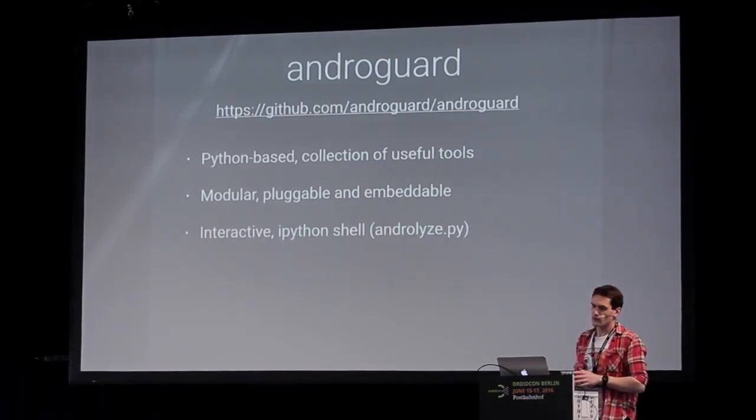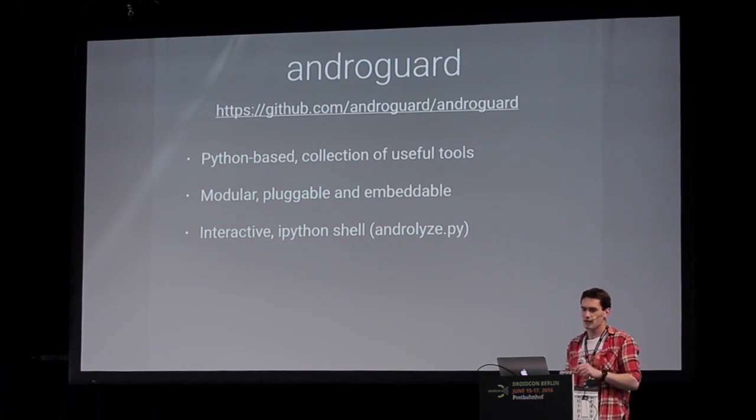It's also got this really cool little thing, an interactive Python shell, or IPython shell, that's the script Androlyze. And you can use this to browse around inside an APK and have a look, which is quite cool. It's got auto-completion and so on.